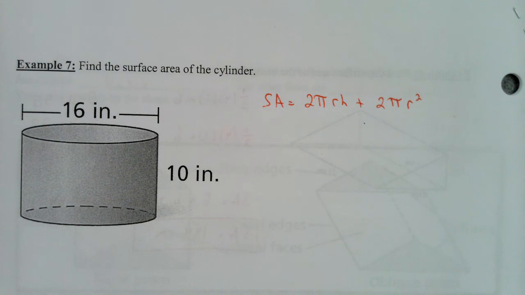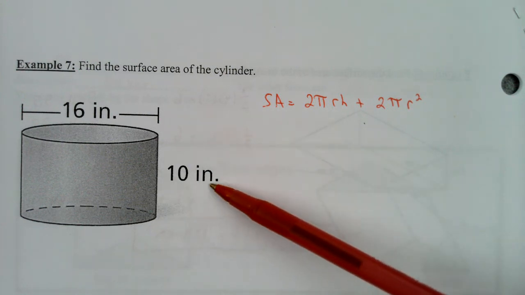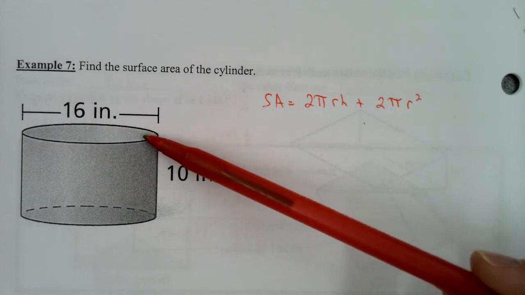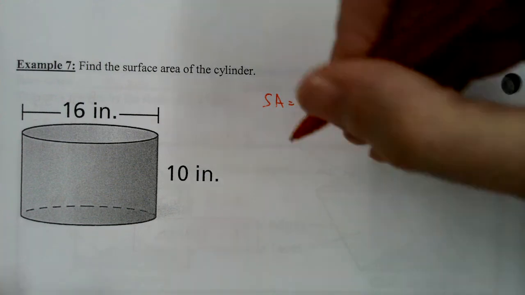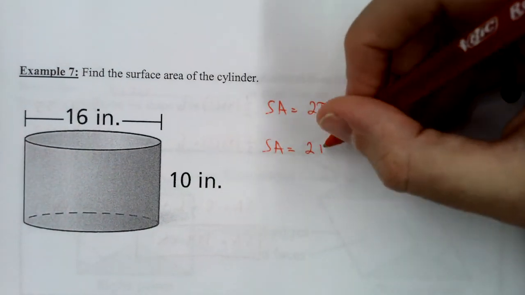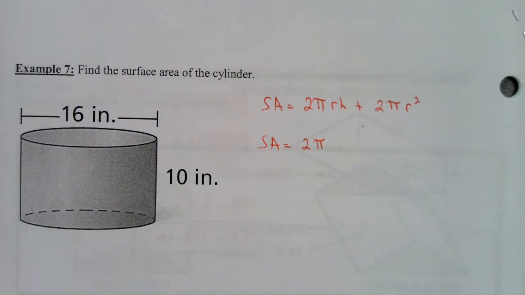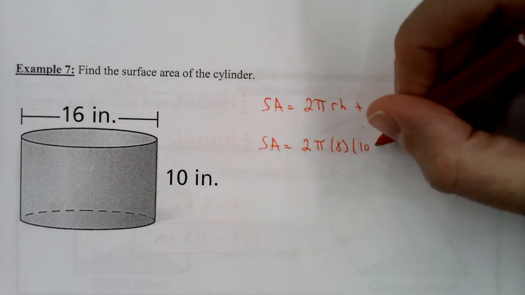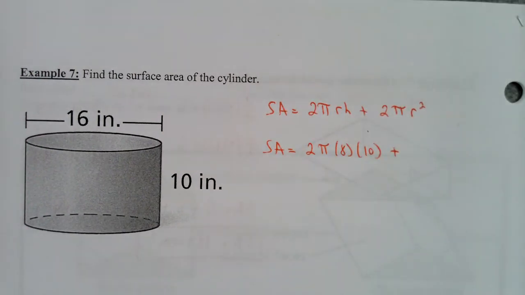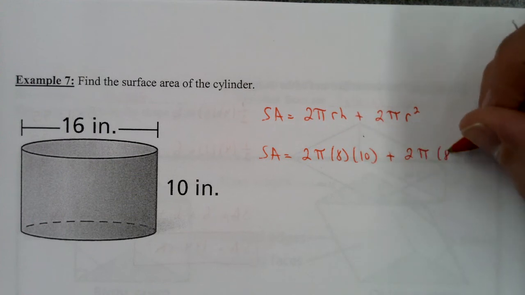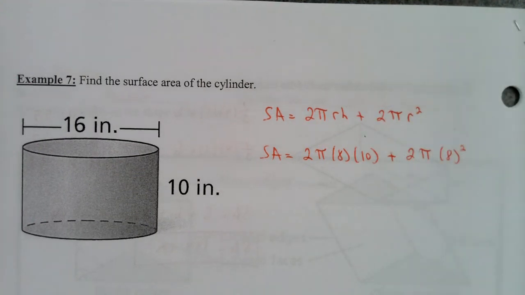Now, I think it should be pretty clear from the diagram that the height is going to be 10, and the radius is not 16, the radius is going to be 8, okay? So surface area equals 2, leave the pi there. The radius is 8, and the height is 10. Plus 2 times pi times the radius, which is 8 squared.